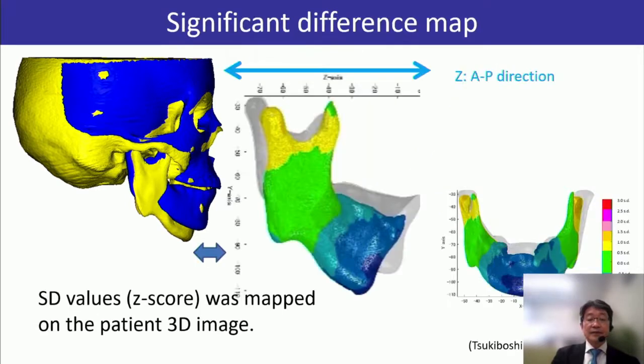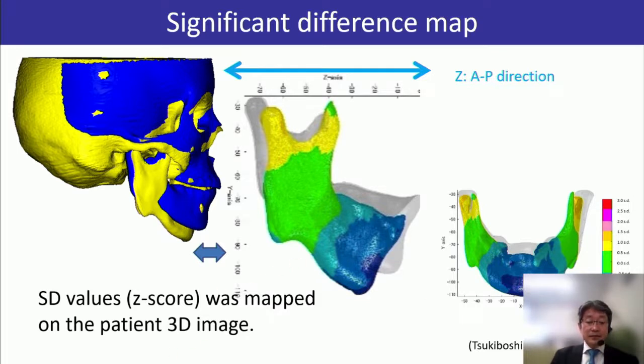So this figure shows the significant difference map. The significant difference map visualizes the skeletal displacement as a color code. This color code indicates the SD values, Z-scores. So these SD values, Z-scores, were mapped on the 3D images.